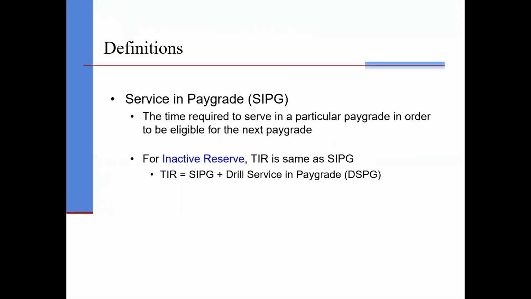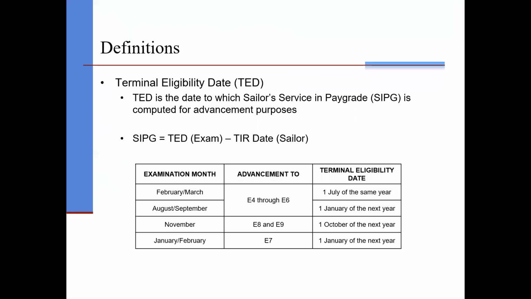Definition: Service in Pay Grade, SIPG. The time required to serve in a particular pay grade in order to be eligible for the next pay grade. For inactive reserve, TIR is the same as SIPG. Time in rate equals SIPG plus drilling service in pay grade, DSPG. Terminal eligibility date, TED, is the date to which a sailor's service in pay grade is computed for advancement purposes. SIPG equals TED minus TIR date of sailor.